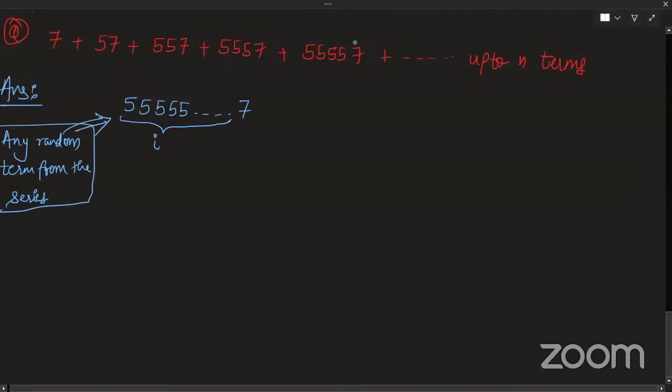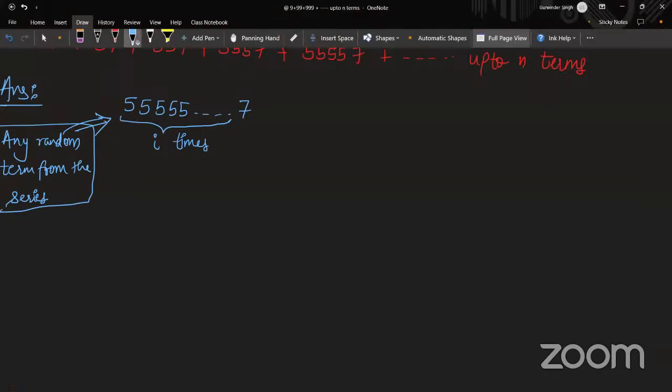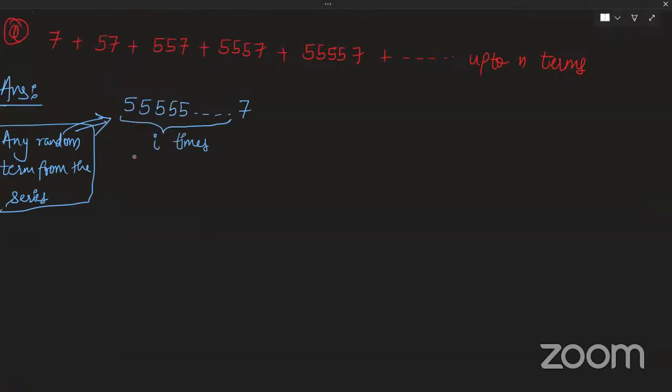So I am assuming that it has 5 coming in it i times, and at last it has a 7. Now can you help me figure out the value of this number in which 5 comes i times and 7 comes at the last? How can this thing be written? I can write this as 5 i times into 10 plus 7, right? What is the value of this term?